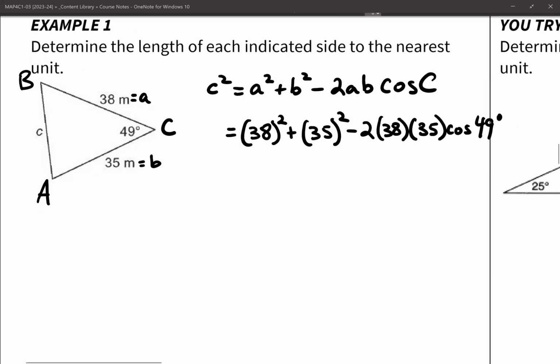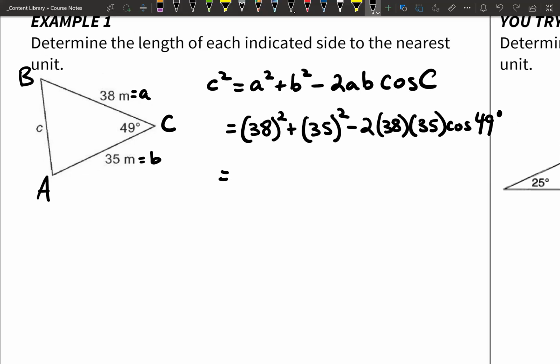Okay, and then so we take our calculator and we calculate. So make sure you follow along as you do this on your calculators as well, right? So if I do 38 squared plus 35 squared, we will get 2,669 minus 2 times 38 times 35. So let's do that. And that's going to be 2660. And don't forget that's multiplied by cosine 49, okay?